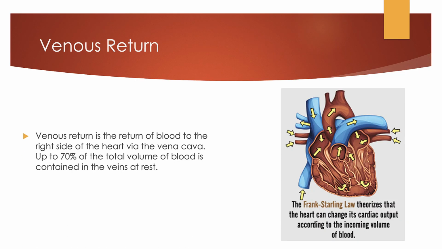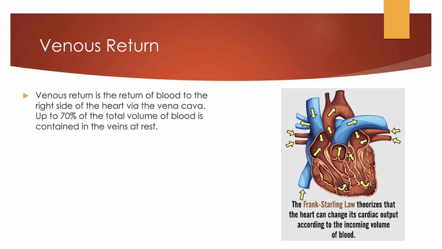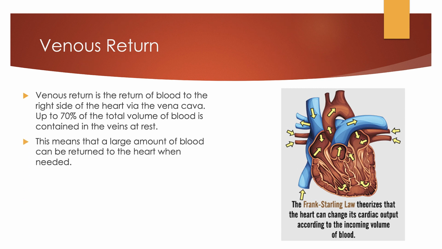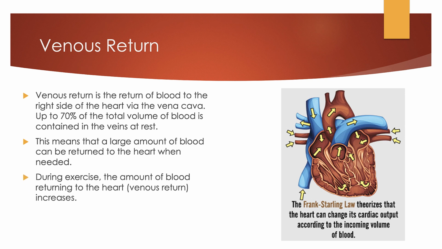Venous return. Venous return is the return of the blood to the right side of the heart via the vena cava. Up to 70% of the total volume of the blood is contained in our veins at rest. This means that a large amount of blood can be returned to the heart when needed. During exercise, the amount of blood returned to the heart, or venous return, increases.